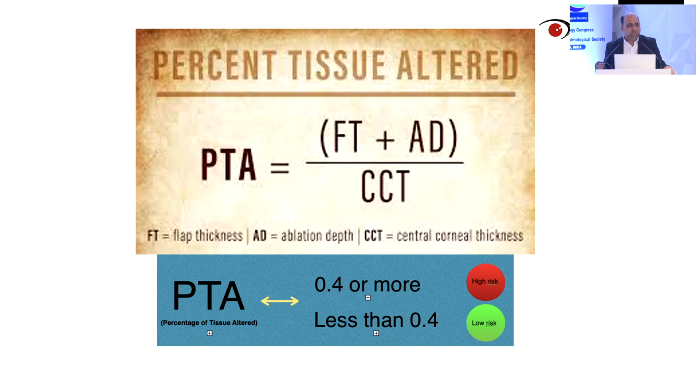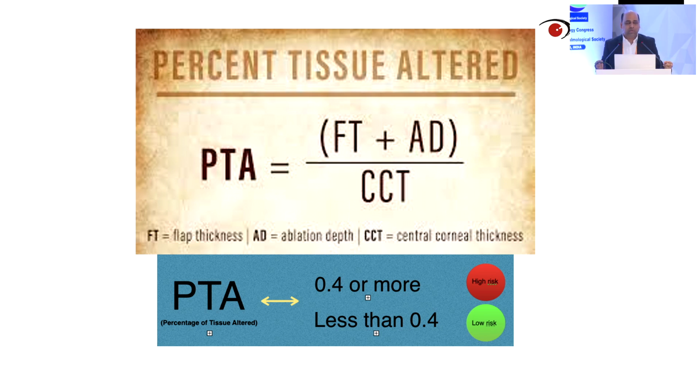PTA calculation is very simple. Just use this formula: flap thickness plus ablation depth divided by CCT. For example, if you're creating a flap of 120 micron and you are doing ablation of 80, so it will be 120 plus 80, 200. For example, CCT is 500, so 200 divided by 500. So you will get PTA.